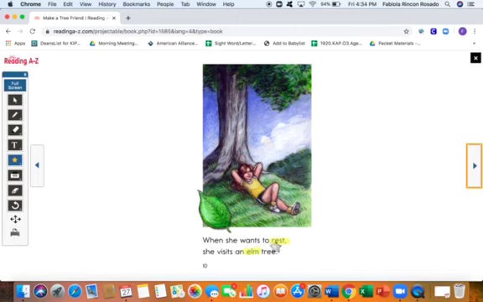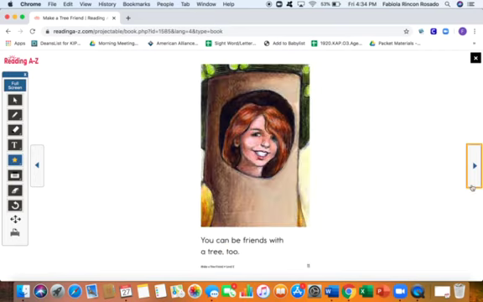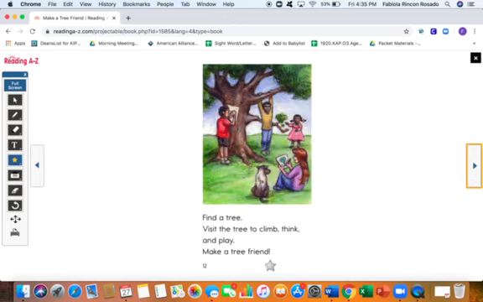When she wants to rest, she visits an elm tree. So both of these words we can sound out. Rest, elm. When she wants to rest, she visits an elm tree. You can be friends with a tree too. Find a tree, visit the tree to climb, think and play. Make a tree friend.